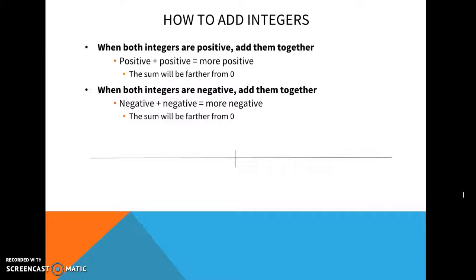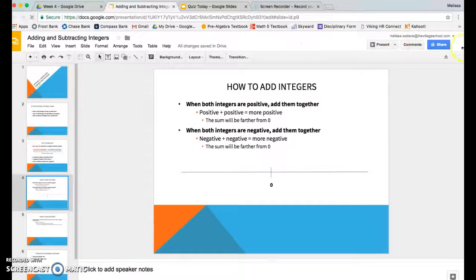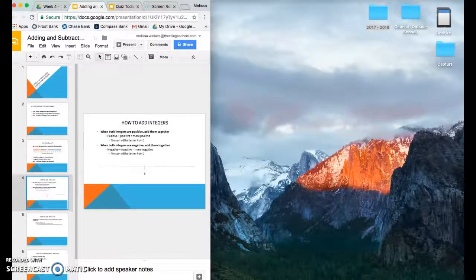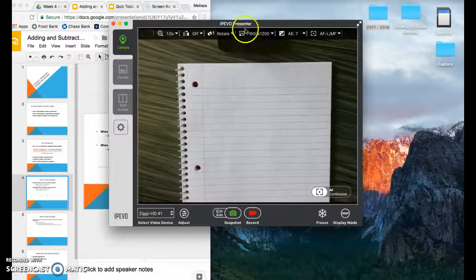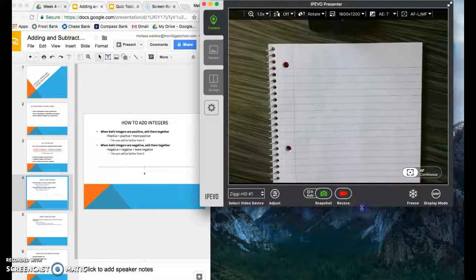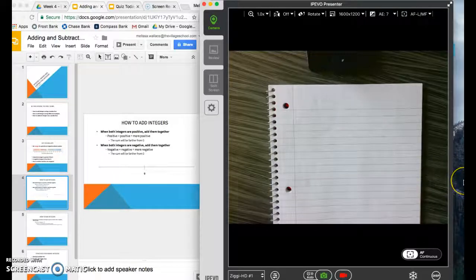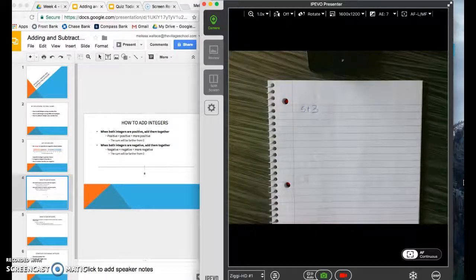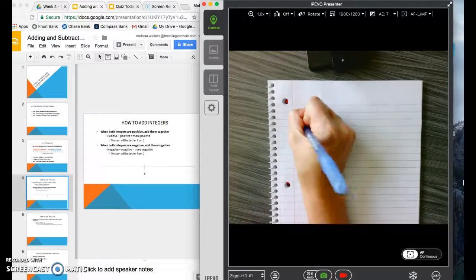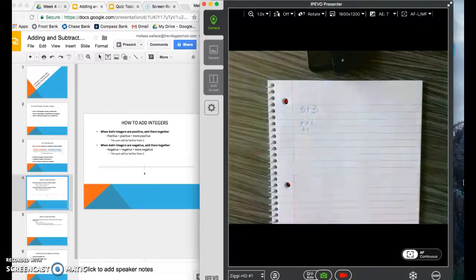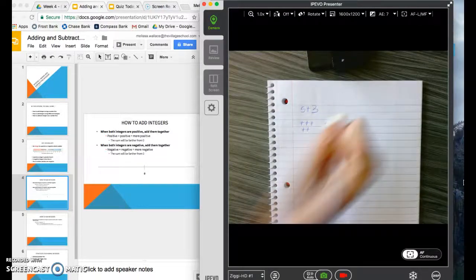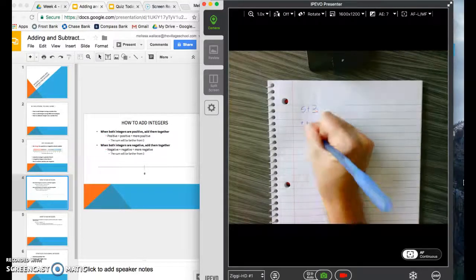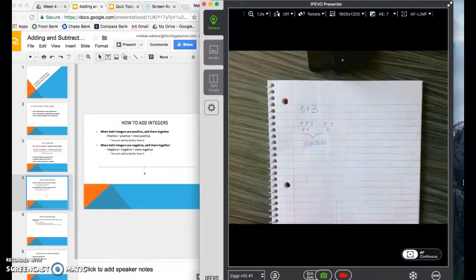If we think about this in a picture, we can draw a visual to help us think about why when we have positives we add, and why when we have negatives we also add. If we think about 5 plus 3, since these are both positive, I'm going to use plus signs to represent these numbers. I have 5 positives, and then 3 positives. Since I'm adding, I can think about this as combining. If I combine 3 pluses and 5 pluses, I'm going to have 8 pluses total.